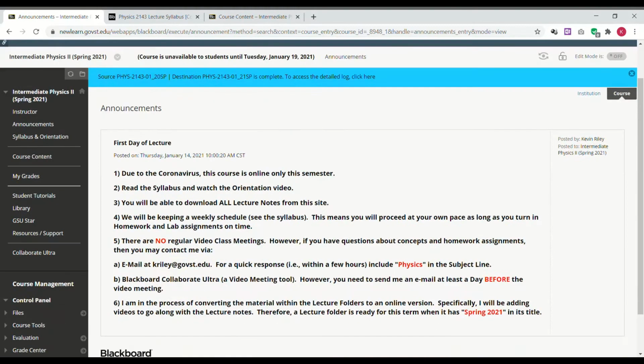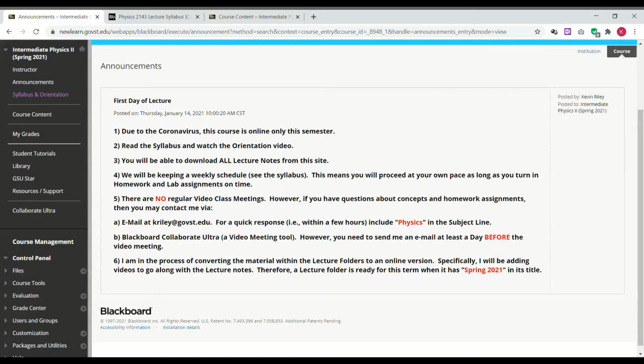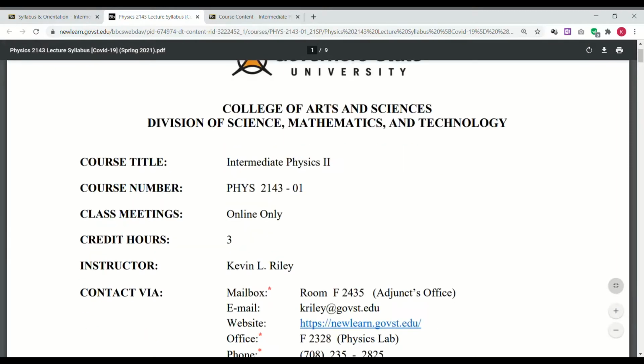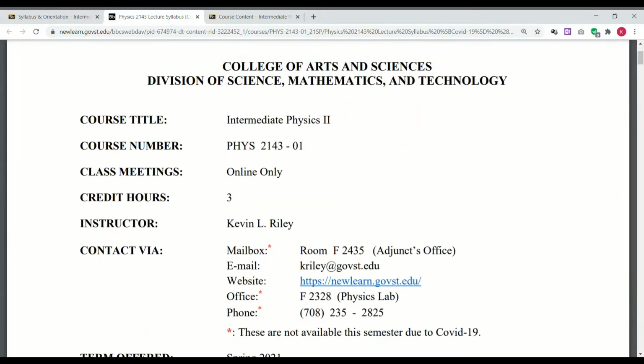Now, a couple of things to note. I'm going to go through the syllabus, and if you go up here, here's the syllabus and orientation page. One of the key things to note is that for this course, the syllabus is under construction. There are a lot of chapters or other materials that I need to update because this is an online course. What that basically means is I need to add more videos to replace the lectures that we're not going to have.